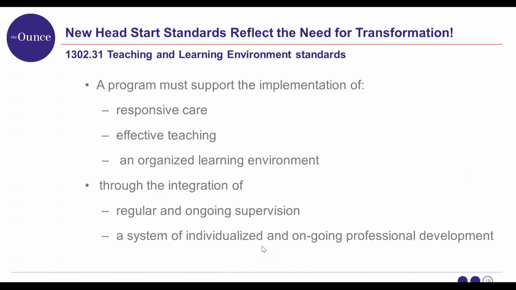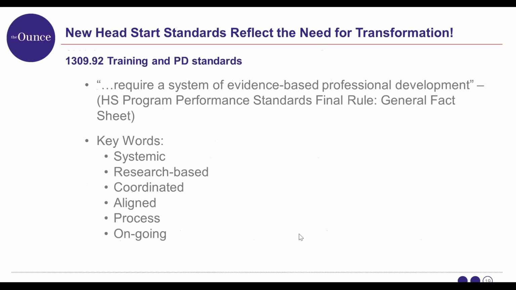So guess what? Next slide. The new Head Start performance standards reflect the need for transforming professional development as well. The standards say a program must support the implementation of responsive care, effective teaching, and an organized learning environment through the integration of regular and ongoing supervision and a system of individualized and ongoing professional development. So what kinds of supervision and ongoing professional development? The standards talk about a system of evidence-based professional development, with keywords like systemic, research-based, ongoing. It talks explicitly about training and coaching.